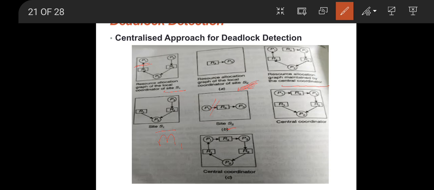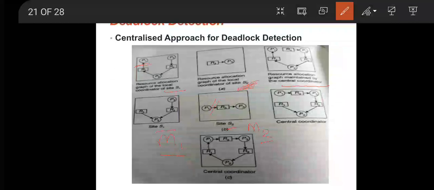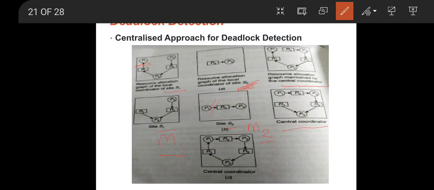Now let us say S2, after that, generates a message M2, which says to add an edge from P1 to R3, because now P1 is requesting R3. So the order of messages is that M1 will be sent by S1, and after some time S2 will send M2. When the central coordinator receives M1, in the graph which it has drawn previously, it will remove this edge, because as per M1, P1 has released R1. So this particular edge has been removed here. After some time, when the central coordinator receives message M2, which says that P1 is now requesting R3, it adds an edge from P1 to R3. So this edge will be added from P1 to R3.